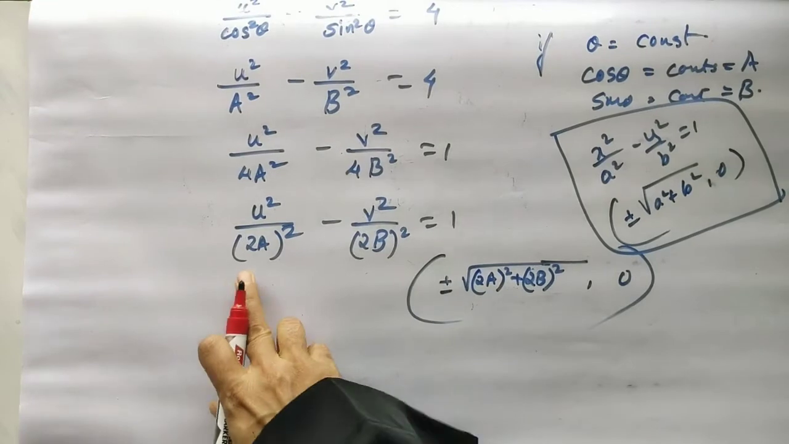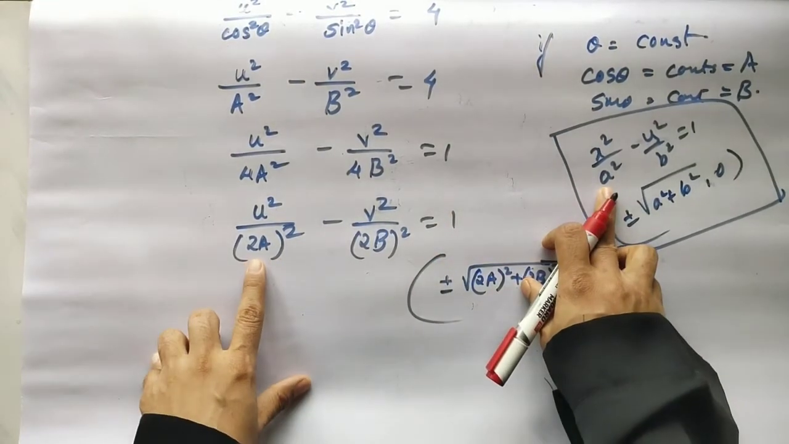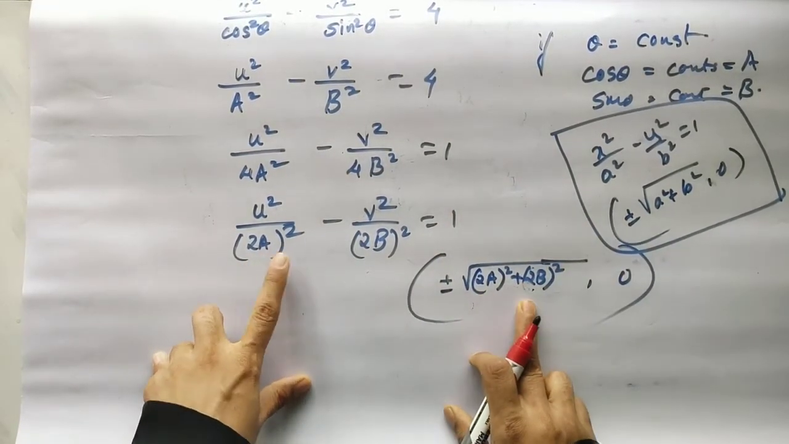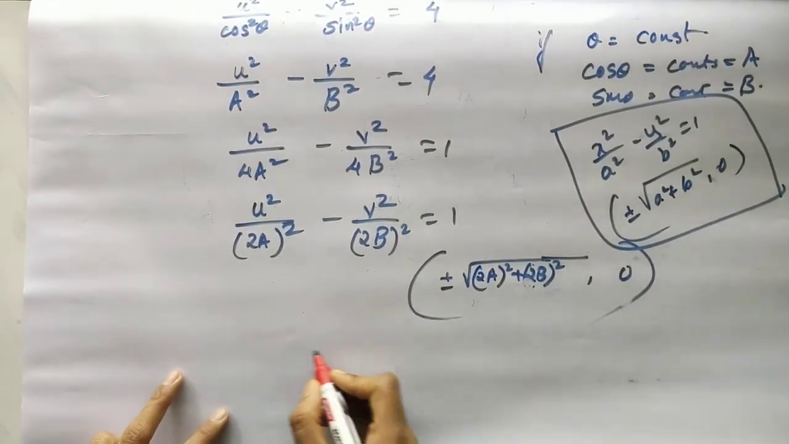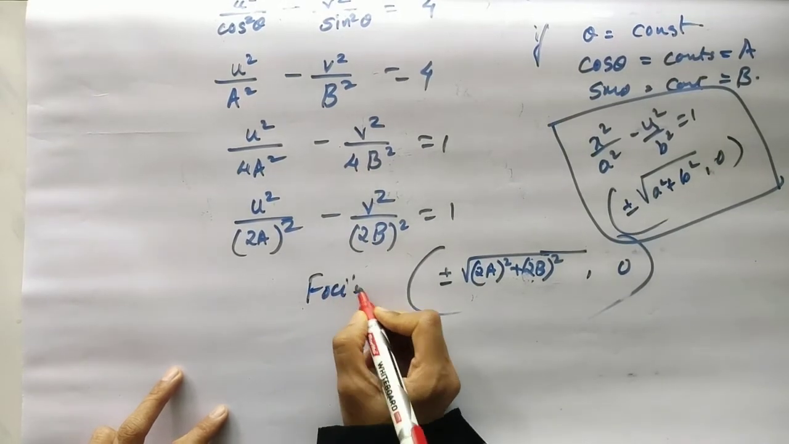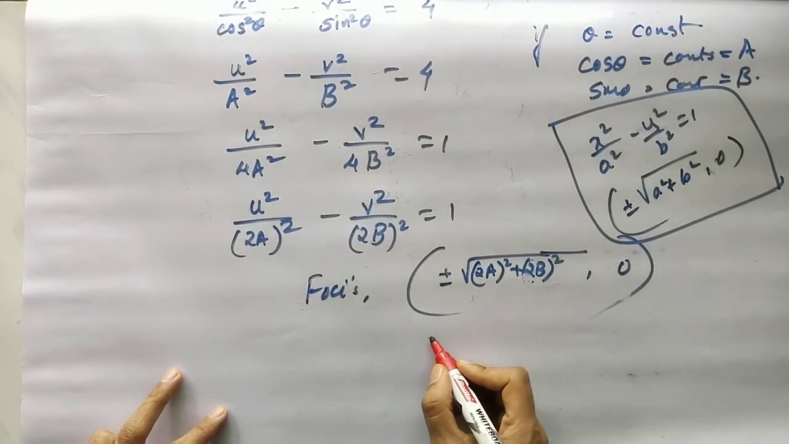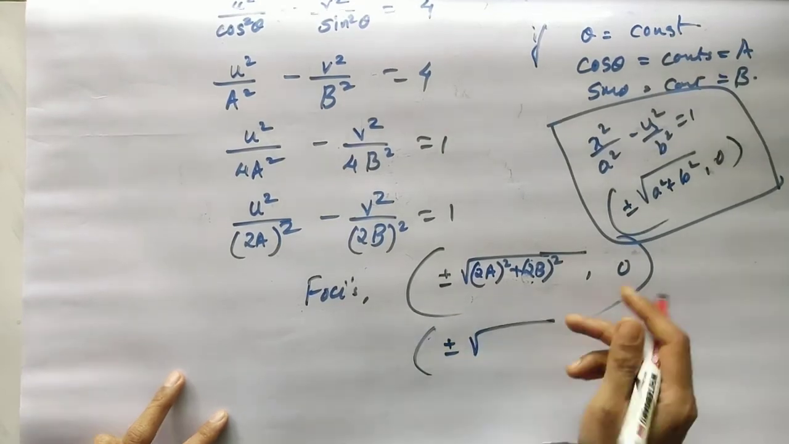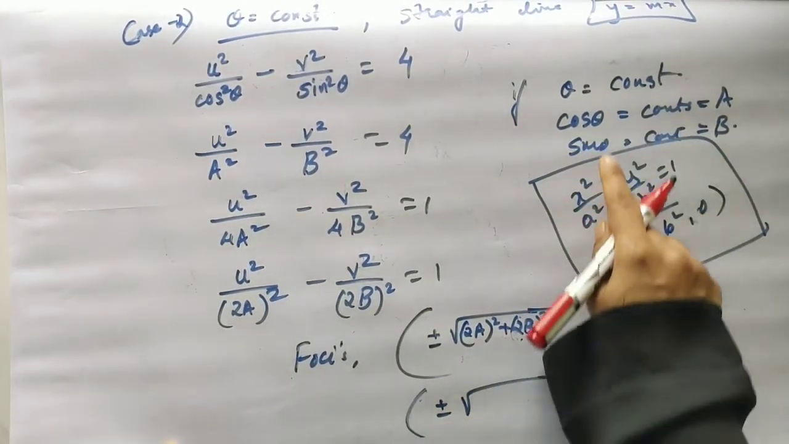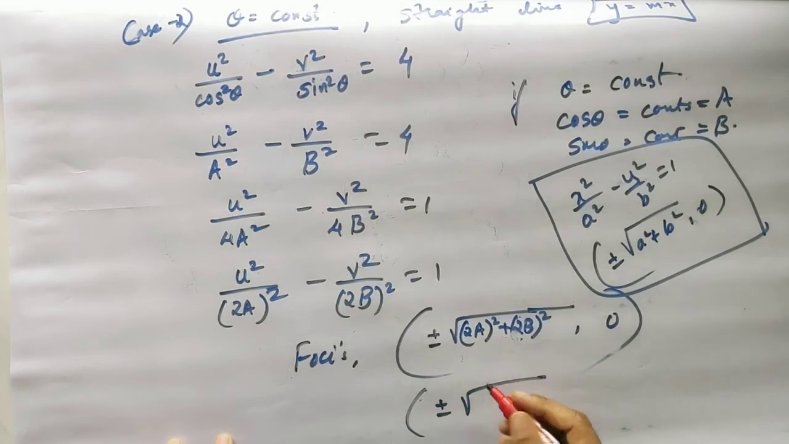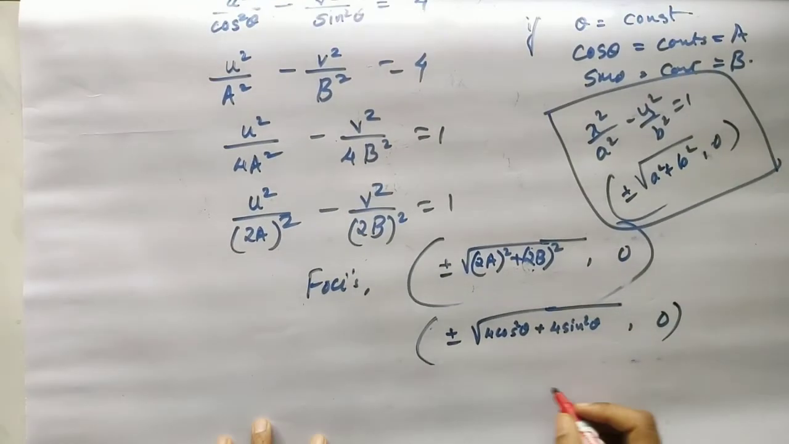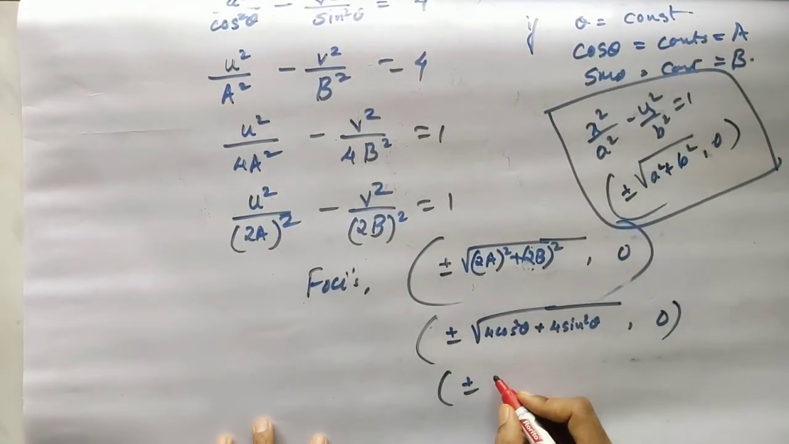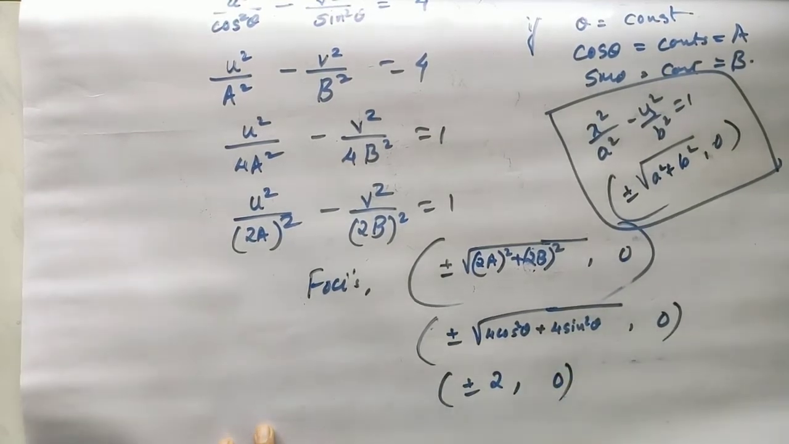Now since in place of this a square I have got 2a whole square, so 2a whole square plus 2b whole square, comma 0, you should just apply the same. So the foci are, I'll simplify it. What's the value for 2a? We have cos square theta, I mean a is cos theta, so it will be 4 cos square theta plus 4 sin square theta, comma 0, or it will be plus or minus root 4, which is plus or minus 2 comma 0, right?